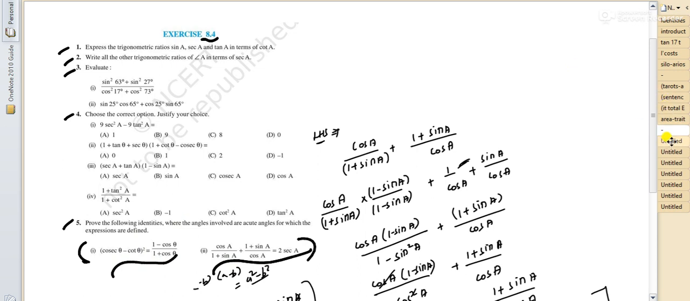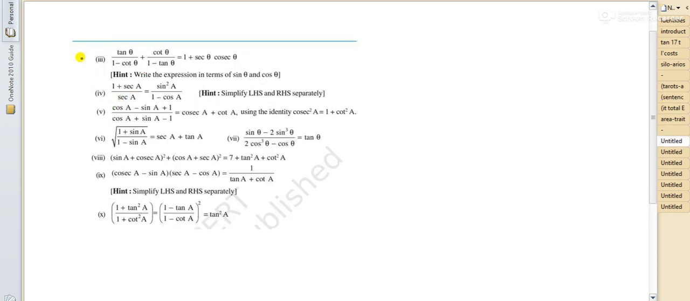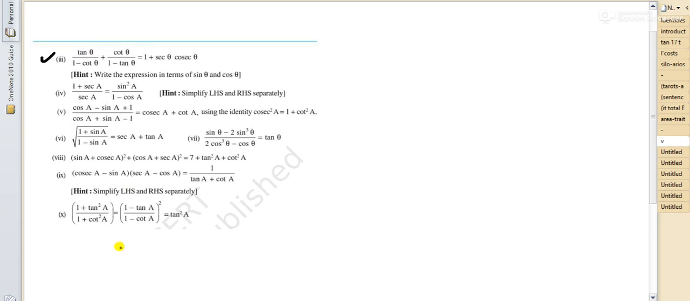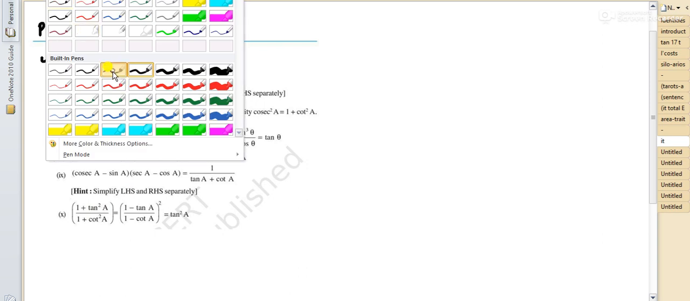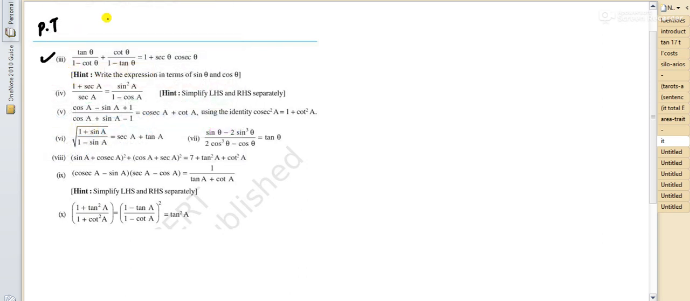Now moving to the next part. So here is the first question. You can see the question on the screen. Also you can refer to your textbook. The question says it is again prove that. This type of question will be asked for 3 marks, so it's better that you practice them well. So here, what have they given? Prove that tan theta by 1 minus cot theta plus cot theta by 1 minus tan theta is equal to 1 plus sec theta into cosec theta. So this is the LHS and here RHS.